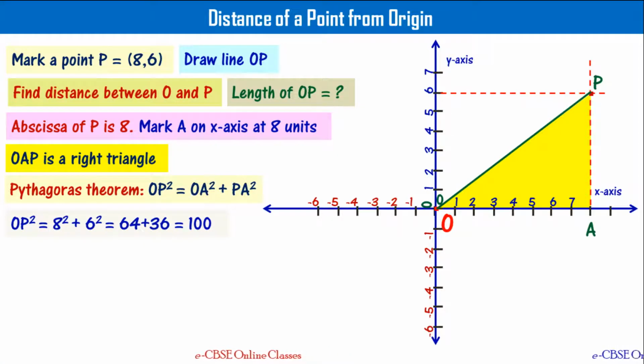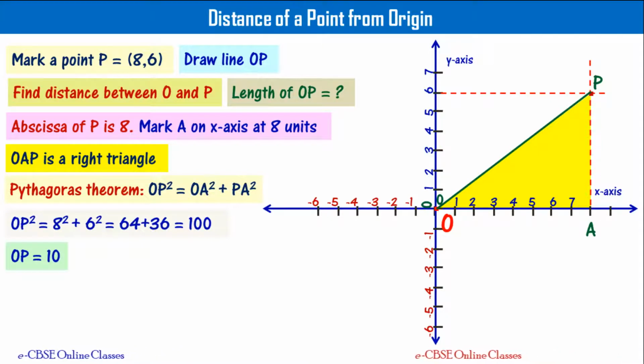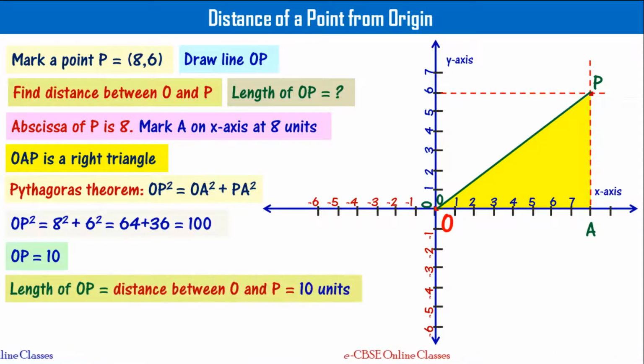OA is equal to 8 units, that is abscissa, and PA is equal to 6 units, that is ordinate. Let's substitute those values into the Pythagoras theorem to get OP square equal to 8 square plus 6 square, that is equal to 100. Means that OP is equal to 10 units. It means length of line segment OP is equal to the distance between origin O and point P is equal to 10 units. Please take a note of that.